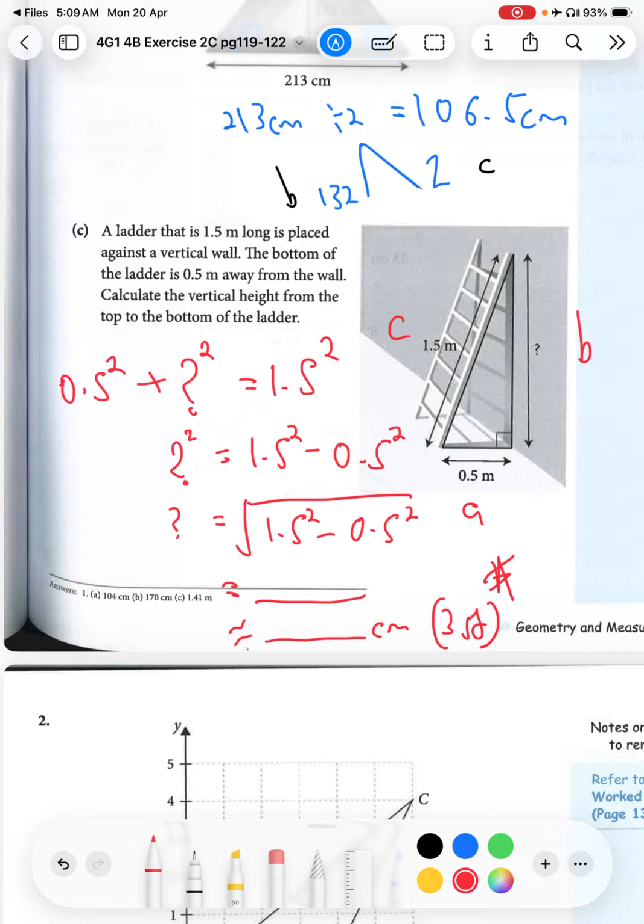Okay, for this part, from here I bring over is minus, because this is plus. So plus, bring over, is minus. If you give it a try, you should be able to get the answer.